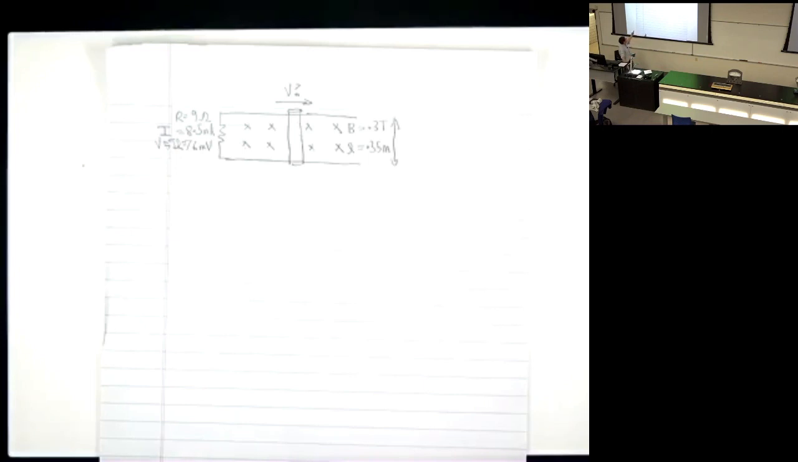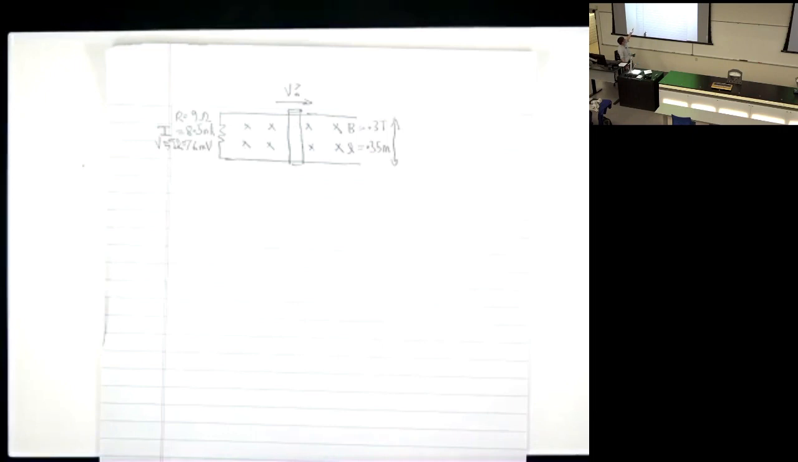Let's start over here. I know the resistor in the circuit, it was 9 ohms. I was told the current that's flowing, it's 8.5 milliamps. So that's the induced current. I wasn't actually directly told it, but I knew I was going to want it. This is the induced EMF. It's just gotten with Ohm's law, multiplying the resistance and the current gives us the induced voltage that was created. So if I multiply 8.5 by 9, I get 76 millivolts.